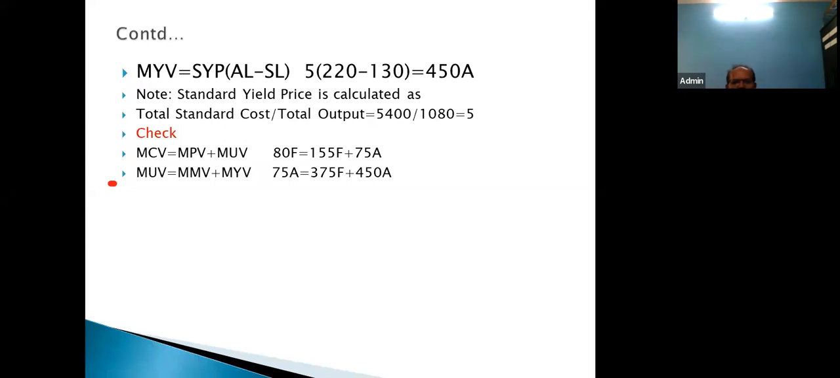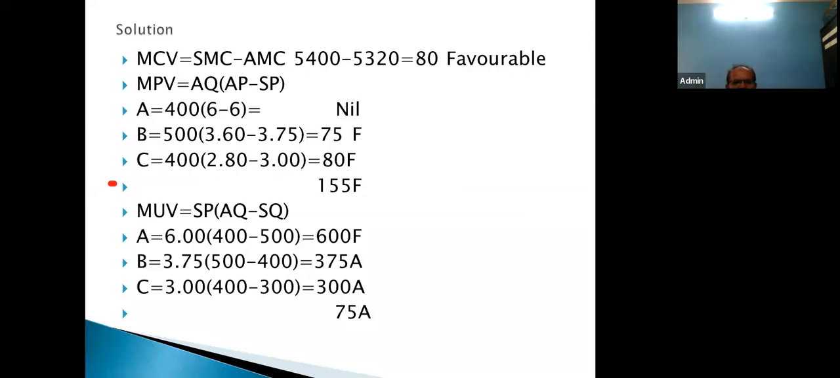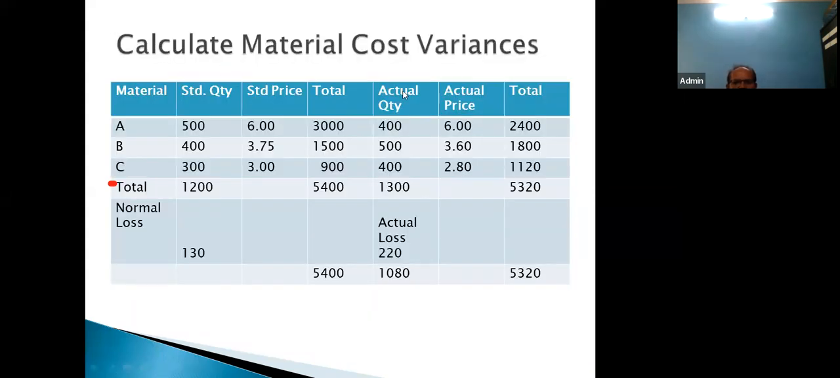Or if it is difficult to understand, you can skip this check portion. Not necessary. Even if you calculate these three formulas, that is material cost variances, material price variances, and material usage variances, that is more than sufficient. So leave that. Otherwise, this will be too much burden for you. Just remember these three formulas and calculate them. You get the answer for this. Calculate material cost variances.